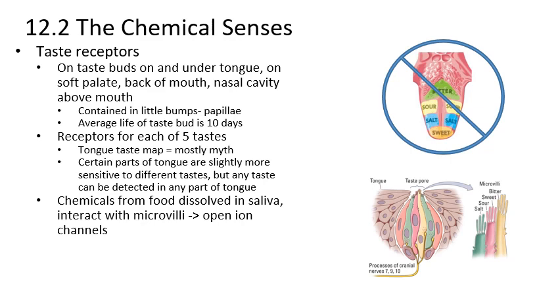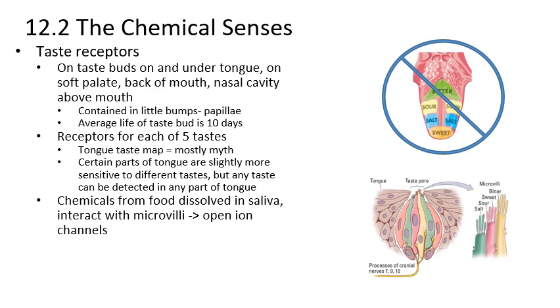The tongue taste map is a myth. It's not true. There's this myth that I think is pretty pervasive that, for example, sweetness is tasted on the tip of the tongue, where bitterness is tasted exclusively in the back of the tongue. Sour and salt are on the sides. It is true that there are certain parts of the tongue that are slightly more sensitive to certain tastes, but all the tastes can be detected on all parts of the tongue.